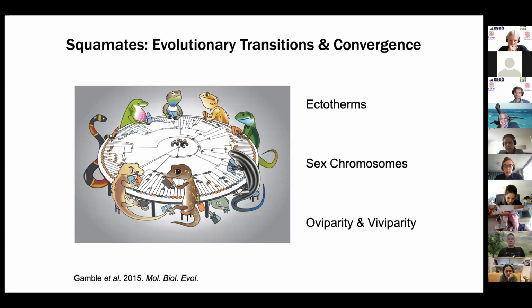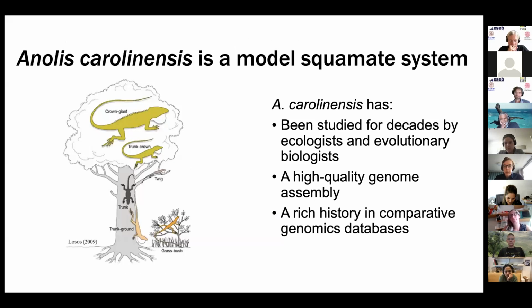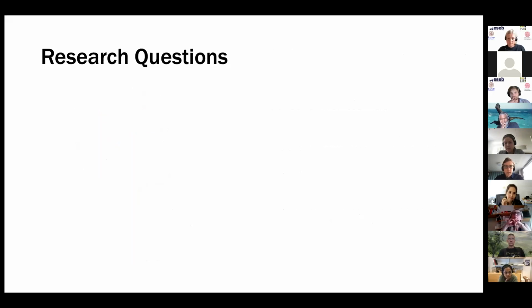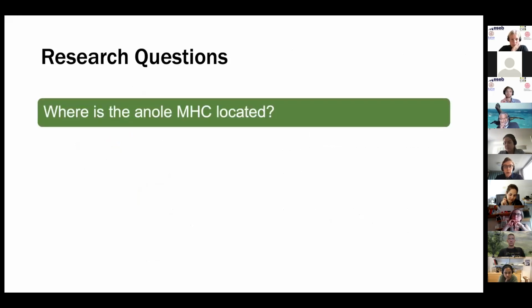So we chose to look at Anolis carolinensis for this first look at the squamate MHC because it's a model squamate. It's been studied for decades by ecologists and evolutionary biologists, and it has a high quality genome assembly, the first actually in a squamate, and it has a rich history in comparative genomics databases like NCBI and Ensembl. So we set out to just answer a few basic questions about the MHC in the green anole.